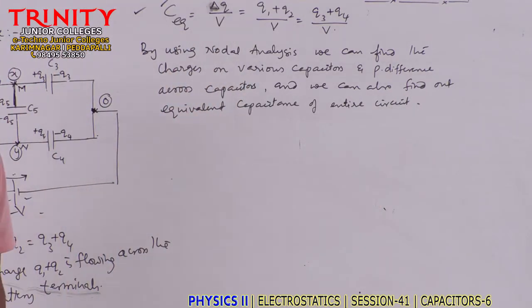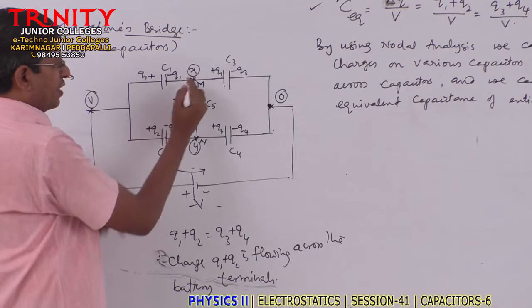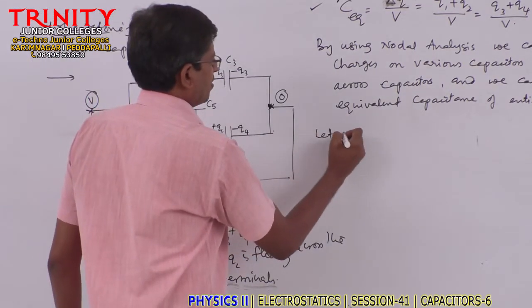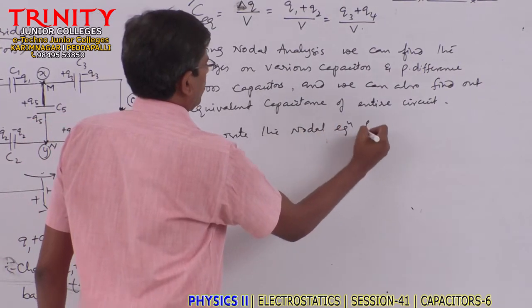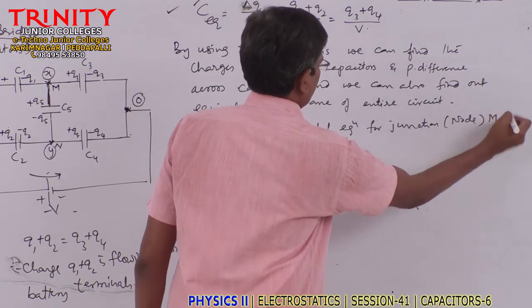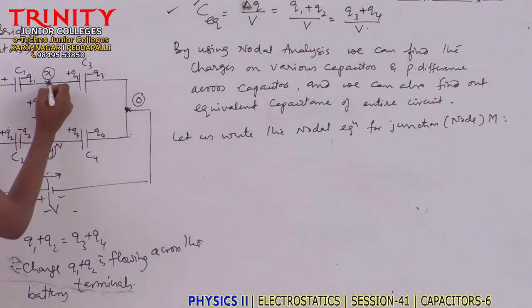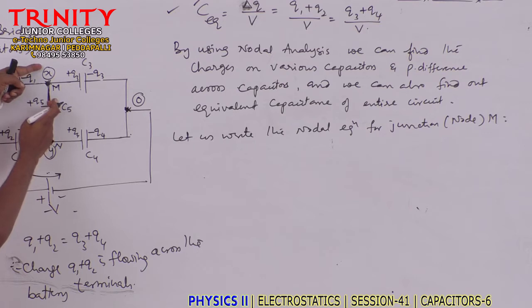Let me write the nodal equations for this circuit. That means the potential is X here, the potential is Y here, and the potential is V here, and here also you can say V. Okay, so let us apply the nodal equation for junction M, you can say node M. If X is greater than Y, this is positive polarity, plus Q phi. If X is less than Y, it will be minus Q phi, and this is plus Q phi, depending on which is at higher potential.